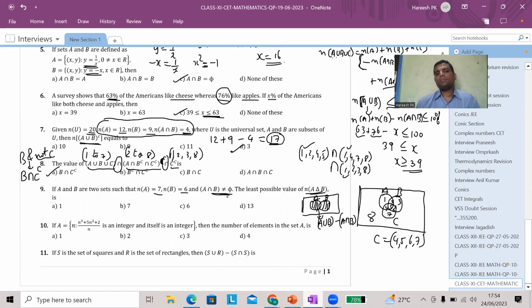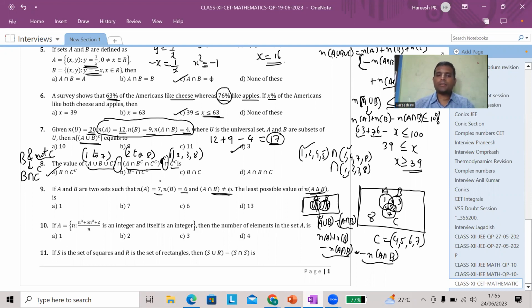Now N of A union B formula we know: N of A plus N of B minus N of A intersection B. And there's another A intersection B here, so it will become minus 2 times N of A intersection B. Now they're telling that A delta B must be minimum. So when will symmetric difference be minimum? When you subtract a big number, overall value will be minimum.